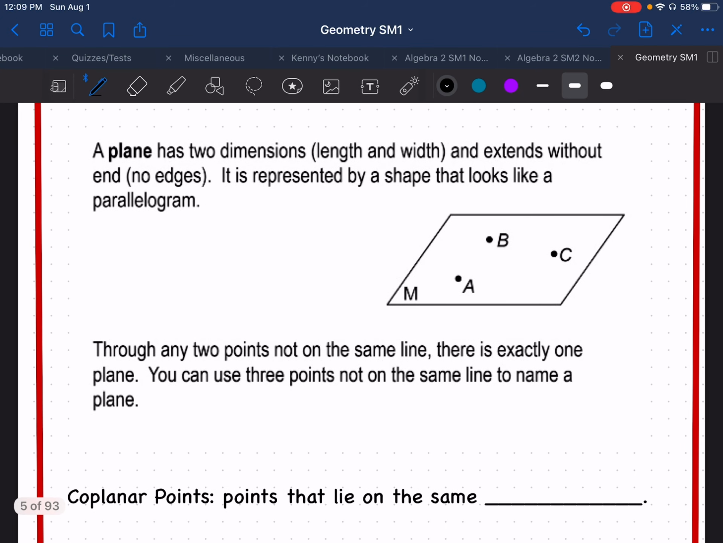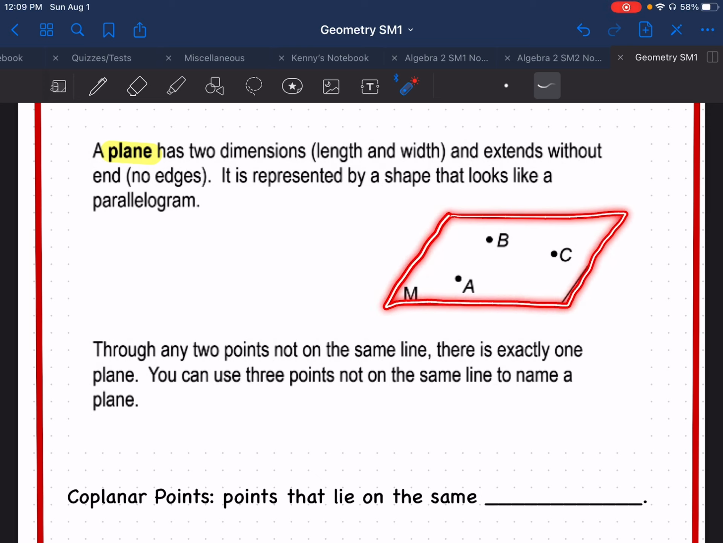All right, a plane. A plane has 2 dimensions. It has length and width, and it extends without end, which means it has no edges. It is represented by a shape that looks like a parallelogram. So this is what in geometry we normally see a plane to look like, but really it's continuing outward to the left and to the right, it's continuing up, and it's continuing down.